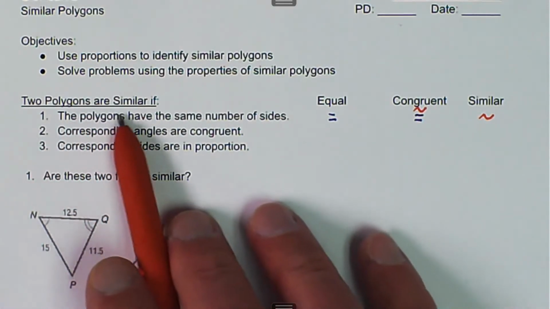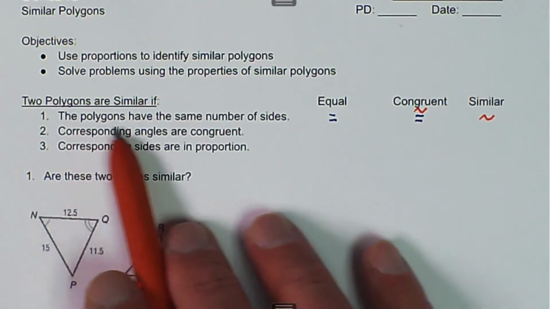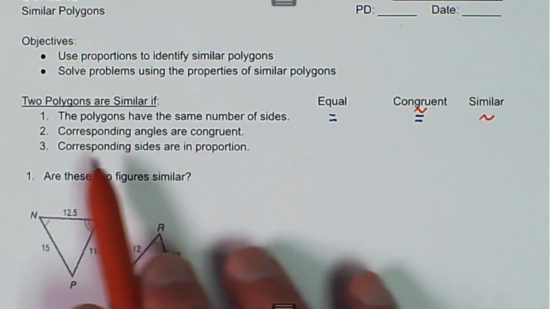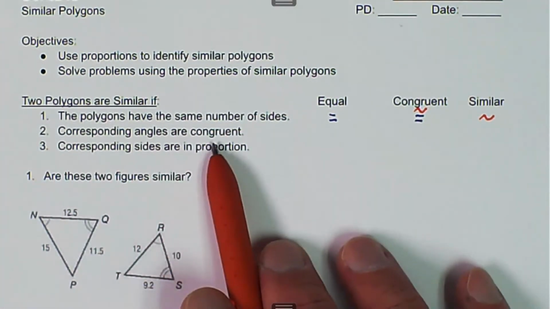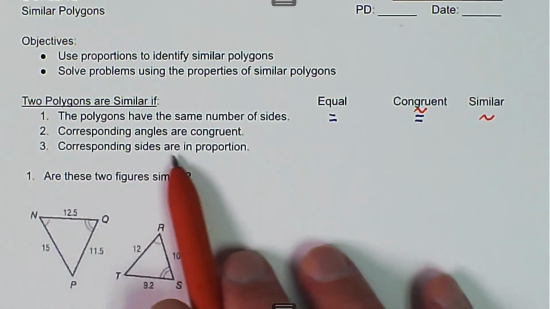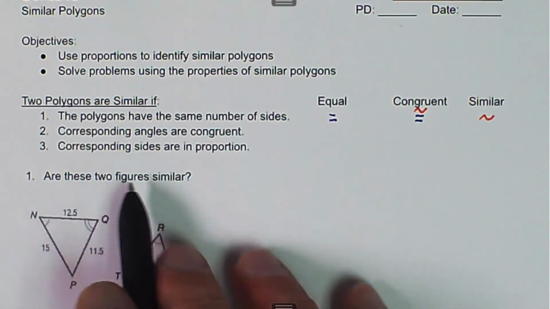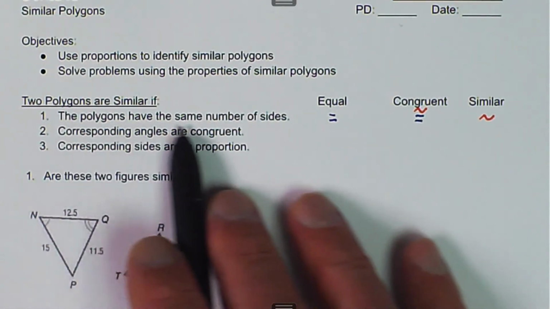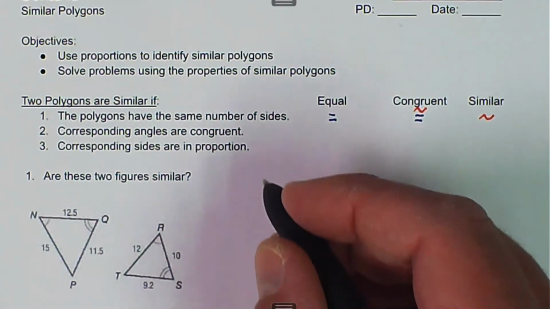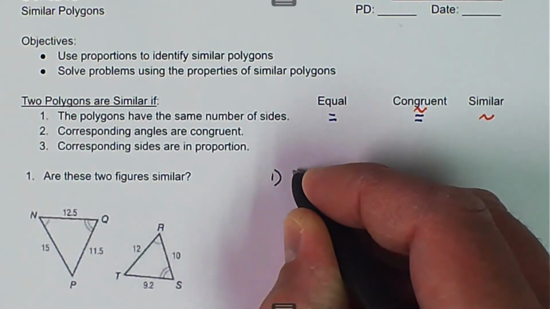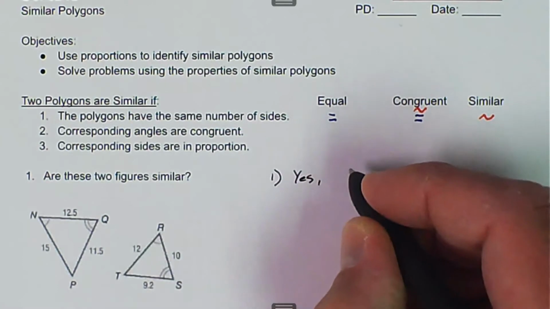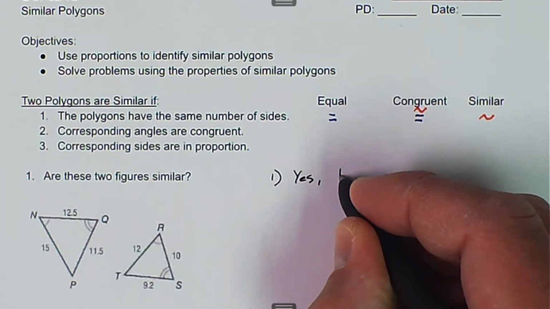So two polygons are similar if the polygons have the same number of sides, corresponding angles are congruent, and corresponding sides are proportional. So number one, are these two figures similar? So first check, do the polygons have the same number of sides? So for this one, yes. Both polygons are triangles.